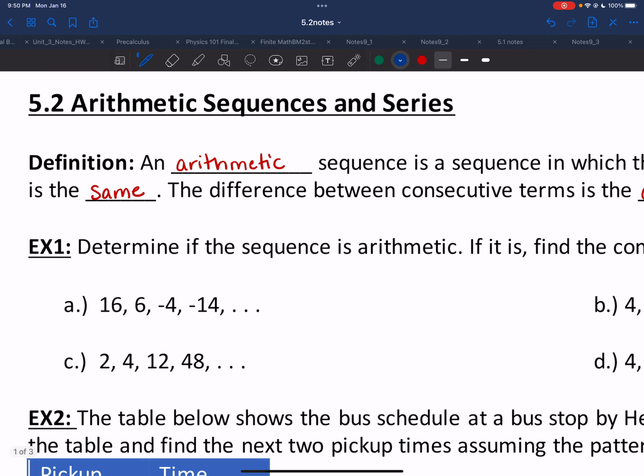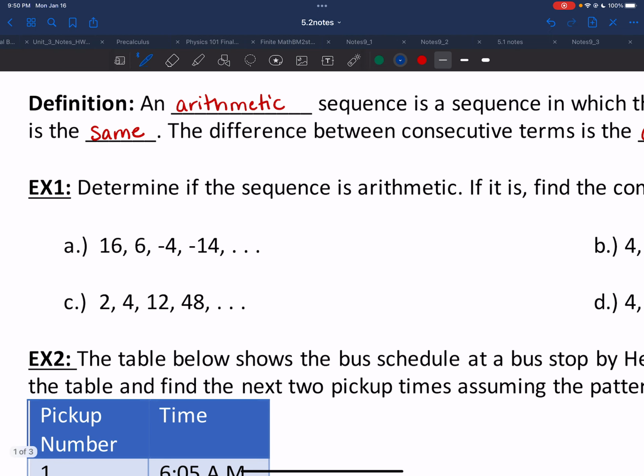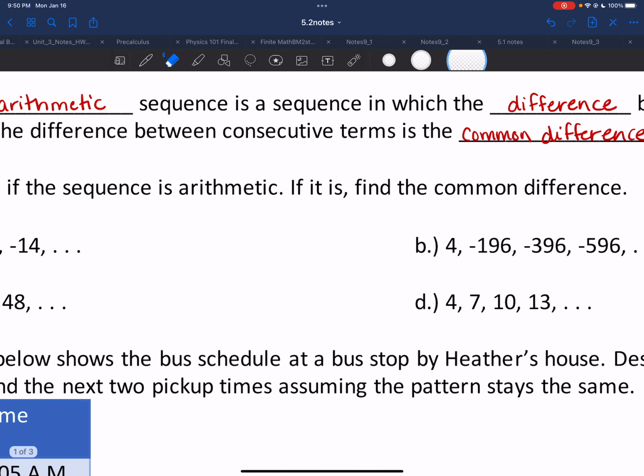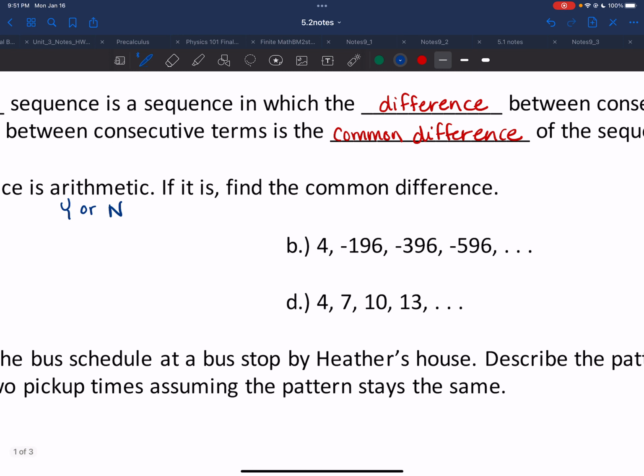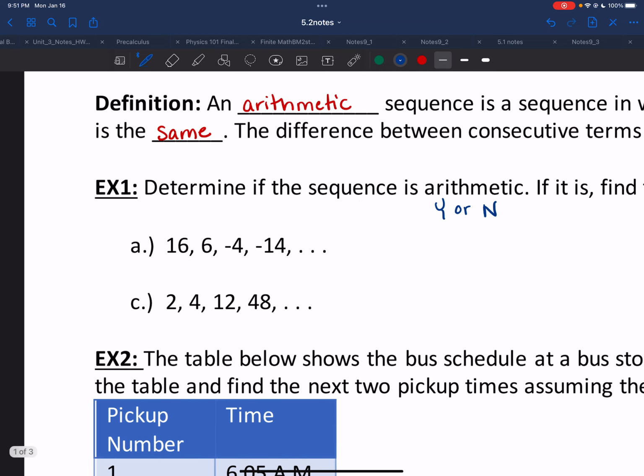All right, let's take a look at these. We're going to determine if it's arithmetic, so that would be a yes or a no. That's what I'm looking for. And then if it is, find the common difference. Now we use the letter D to represent the common difference. So if we find an arithmetic sequence, I'll go ahead and say D equals, and that's my common difference.